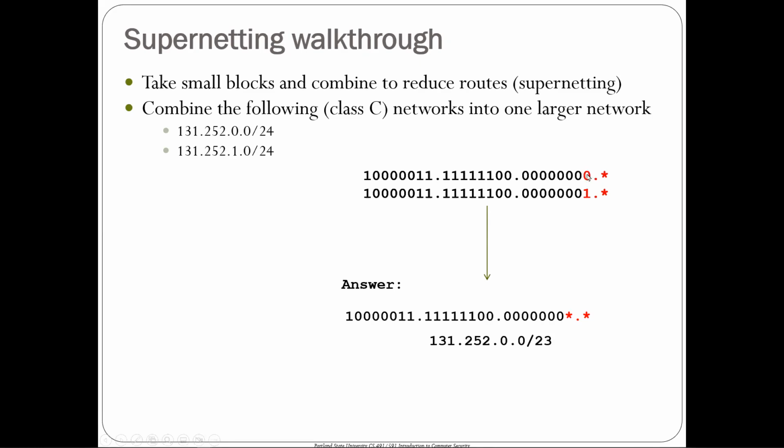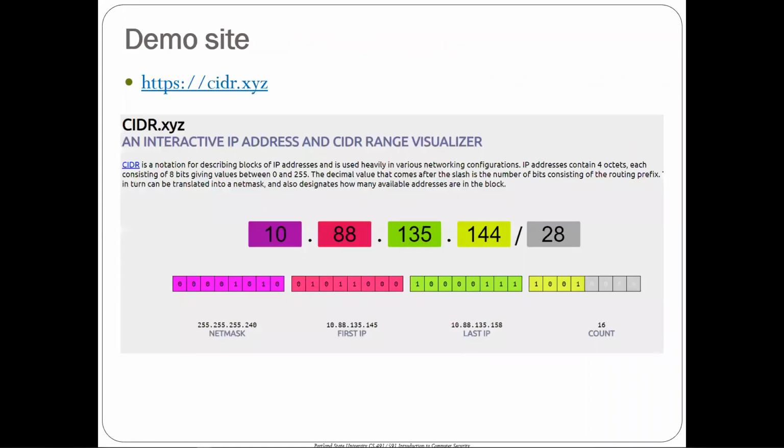131.252.0.0/23, where I've consumed this extra bit to be part of the host, and I've taken away one bit from this prefix. And so this CIDR prefix can represent these two individual smaller networks. Okay, so this is a site I send people to, interactive citer.xyz, a really good visualizer for doing this kind of work.